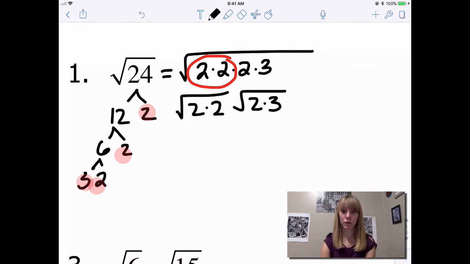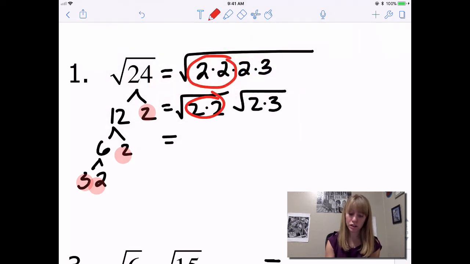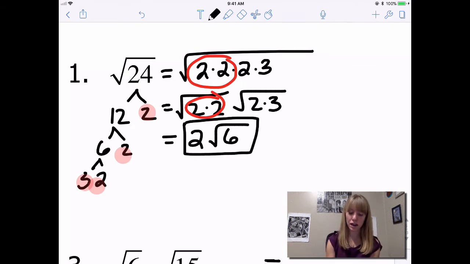In the next problem, we won't do this middle step, but I want you to see that this pair of 2s can become just a 2. And then 2 times 3, I don't have any pairs, so I'll just rewrite that as 6. So my final answer is going to be 2 times the square root of 6.